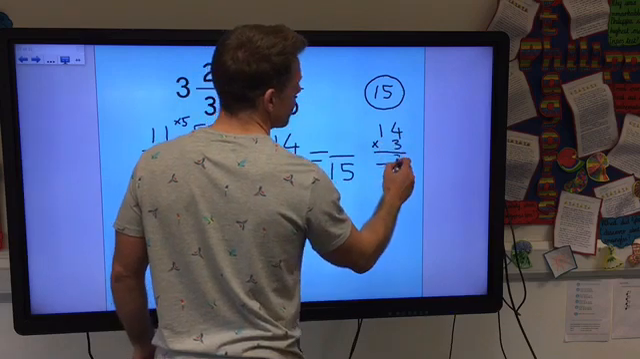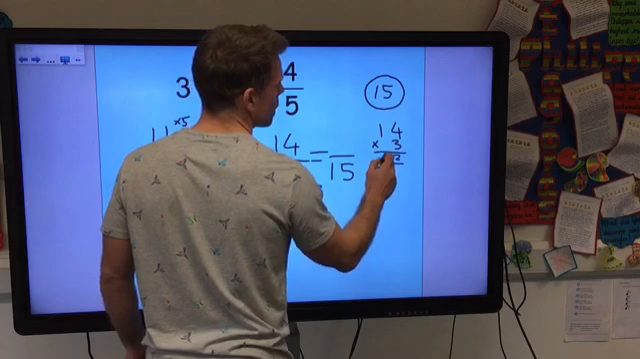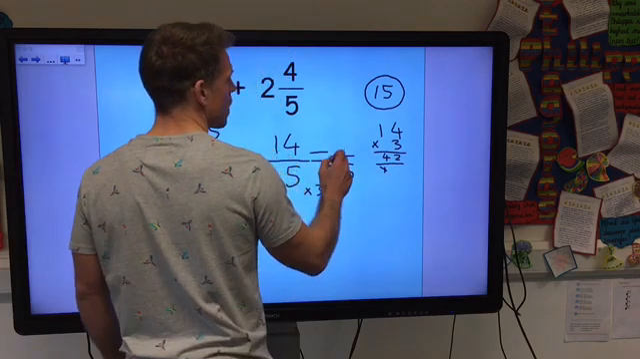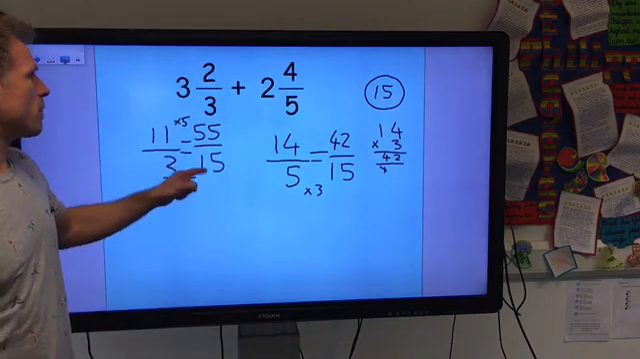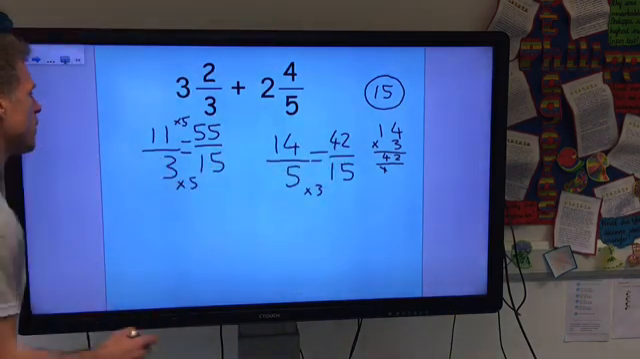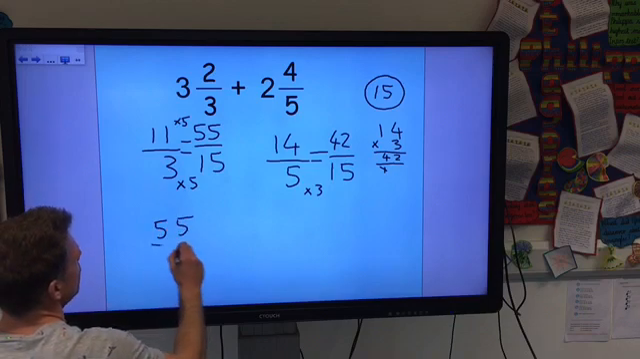4 times 3 is 12. 1 times 3 is 3. Add the 1 is 4. So I know that is 42. Okay? So now I've got 55 15ths, add 42 15ths. So I'm going to write that down here.